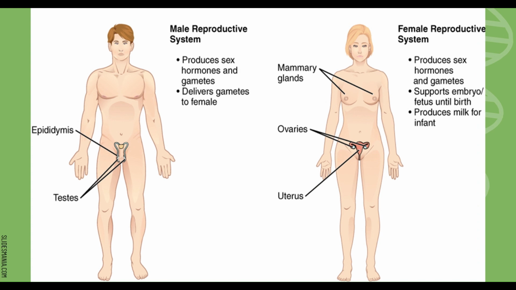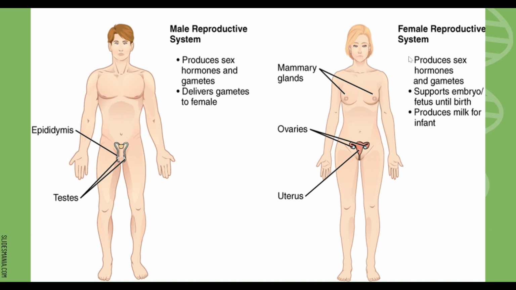And then you have the reproductive systems. The male reproductive system produces sex hormones and gametes. So in males, whenever you hear the word gametes, what that's referring to is the testes, right? Which are here. Sorry, not the testes. The gametes are referring to the sperm, which are held in the testes. It delivers gametes to the female, right? So through sexual reproduction, the male delivers his gametes to the female gametes.